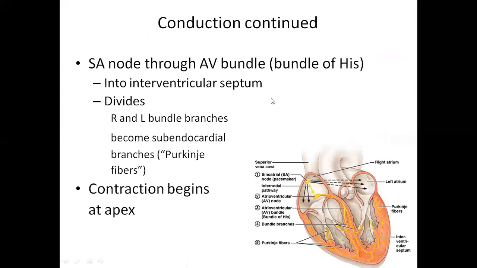Now the conduction, how it is carried. From the SA node through the AV bundle, which is also known as the bundle of His, it is divided into right and left bundle branches, and they become subendocardial branches or the Purkinje fibers. The contraction begins at the apex.